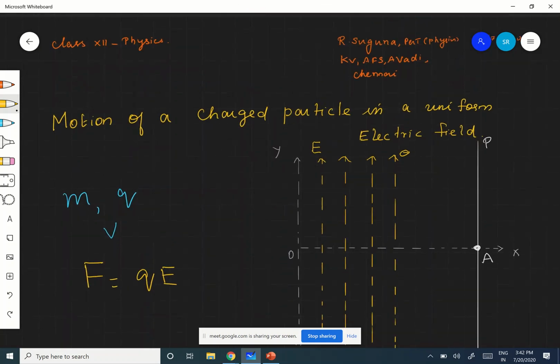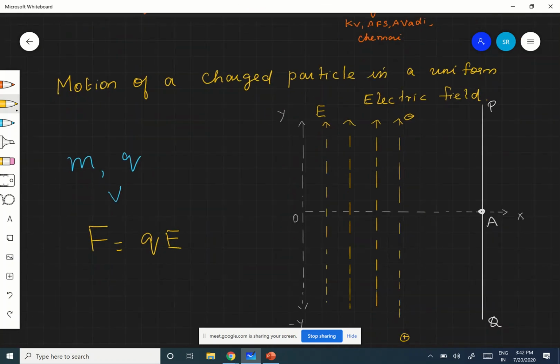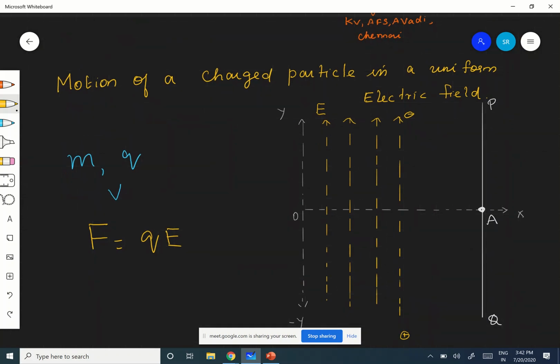Okay, right. Therefore, you know that F is equal to QE. This is the force that is acting on the charged particle, and in which direction? The direction of force will be in the direction of E. Therefore, the particle will experience a force along the y direction, because in the y direction only the electric field is there.